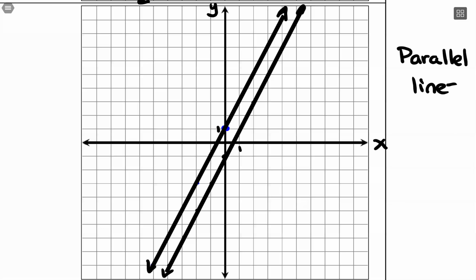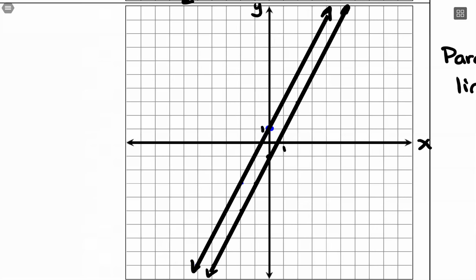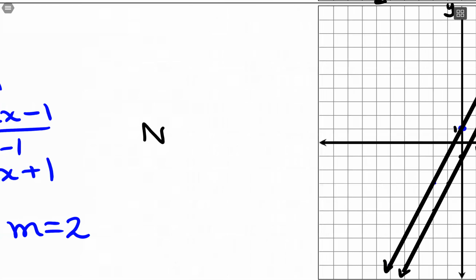And parallel lines never intersect with each other. No matter how far I graph this out, they will never intersect. So what that means is there aren't any solutions. If there aren't any intersection points, then there's no solution. So we would just write that no solution.